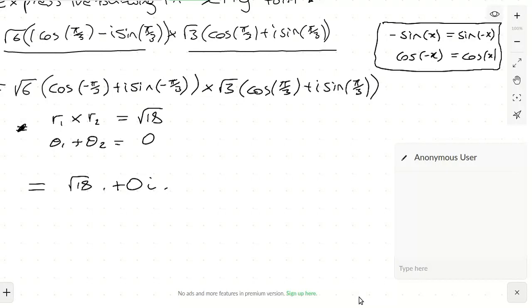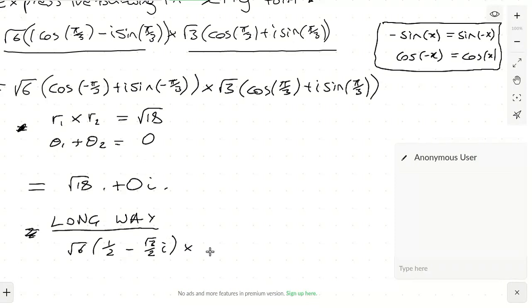Just to show you that it is the same, we could do it the long way round. I just want to show you that it does work. That was root 6, and then cos of pi over 3 is a half, and sine of pi over 3 is root 3 over 2, with a minus i. Then we're multiplying that by root 3, cos of pi over 3 is a half, plus root 3 over 2 i.